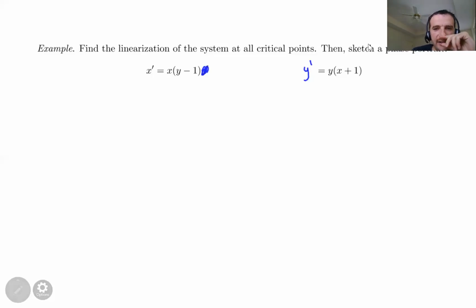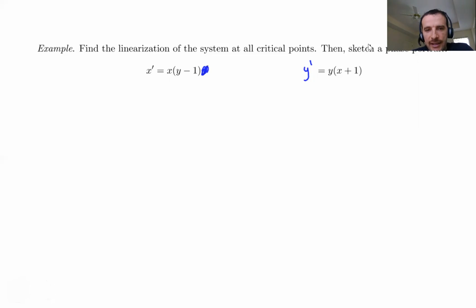All right, hello again. In this video, we are gonna work on section 8.1. It's about linearization of the non-homogeneous, non-linear differential equation system. Now I'm gonna work on an example, an important example.